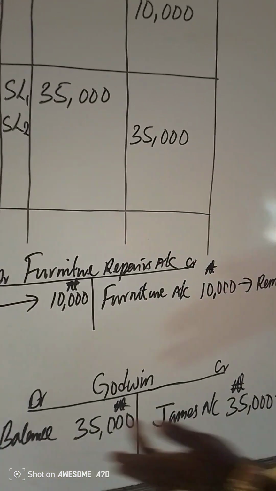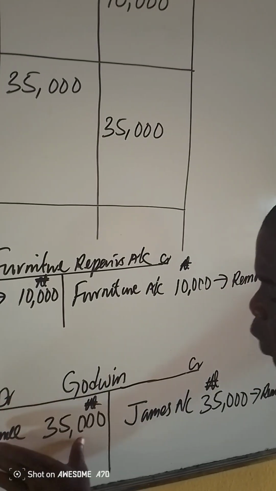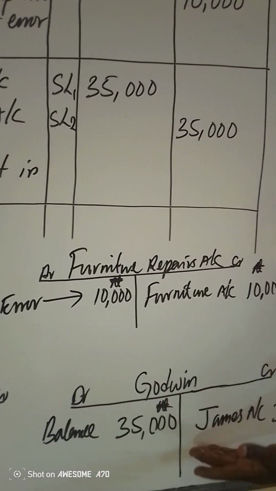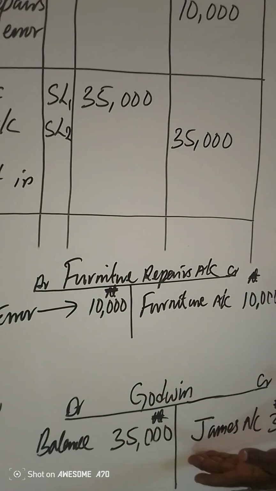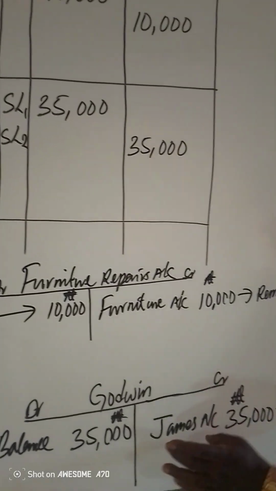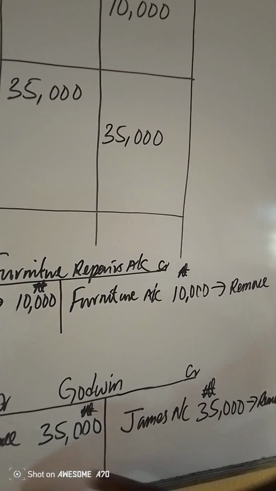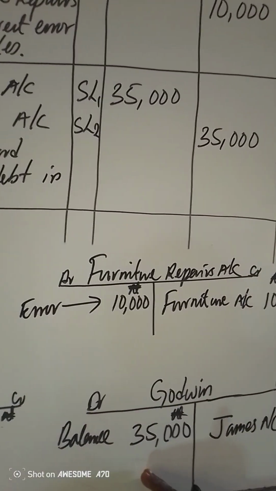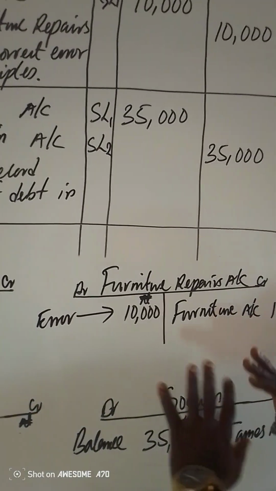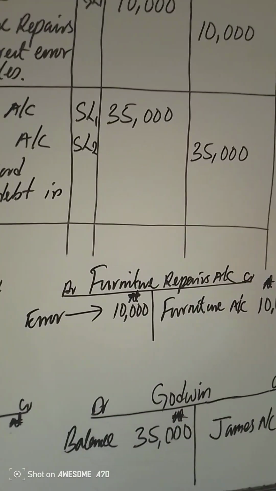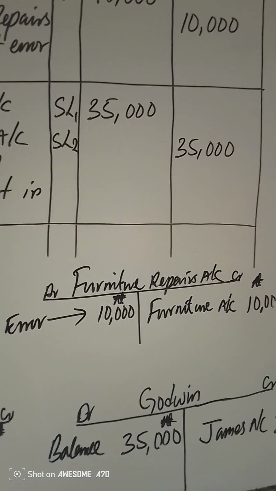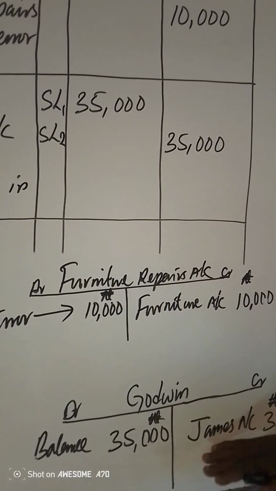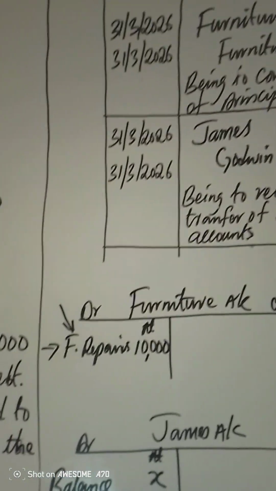So in this case, this 35,000, which was the balance standing in Godwin's account, you post on the opposite side. By posting the 35,000 on the opposite side, it means the debt has been cancelled, because by way of balancing, 35,000 minus 35,000 gives 0. That means there's no debt again or balance owing in Godwin's account. Then this amount that is removed will be taken to Mr. James' account.